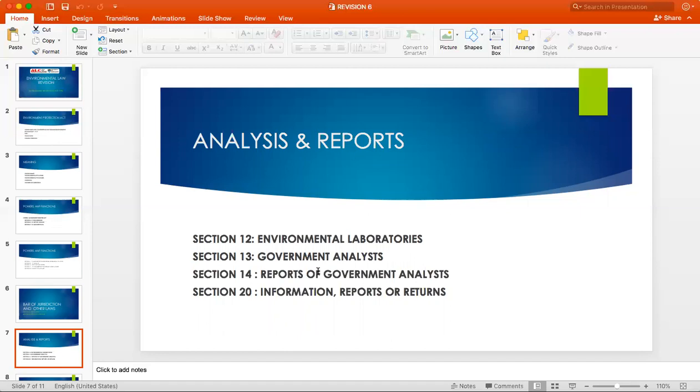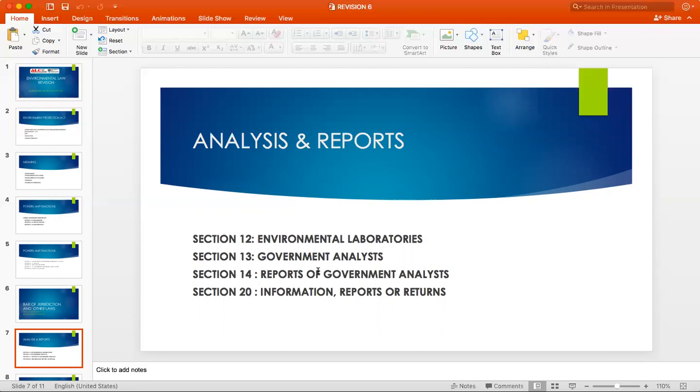If you look at section 14, it provides that the report of the government analyst may be used as important evidence for the facts stated therein in any proceeding under this act. Section 20 talks about information, reports and returns, which says that the central government, in relation to the functions given to them under this act, may from time to time require any person, officer, state government, or any other authority to furnish any report, return, statistic, account, or other information. Such person, officer, state government, or authority shall be bound to do so. They are under a binding duty to provide such information, reports, and returns whenever the central government asks.